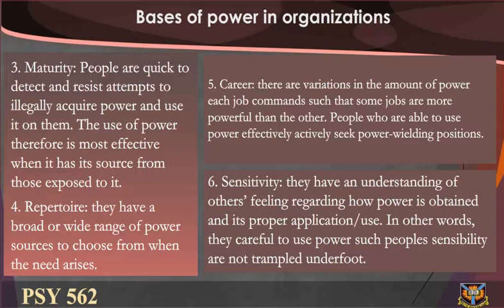4. Repertoire. They have a broad and wide range of power sources to choose from when the need arises. 5. Career. There are variations in the amount of power each job commands, such that some jobs are more powerful than the other. People who are able to use power effectively actively seek power-wielding positions. 6. Sensitivity. They have an understanding of others' feelings regarding how power is obtained and its proper application or use. In other words, they are careful to use power such that people's sensibility are not trampled underfoot.